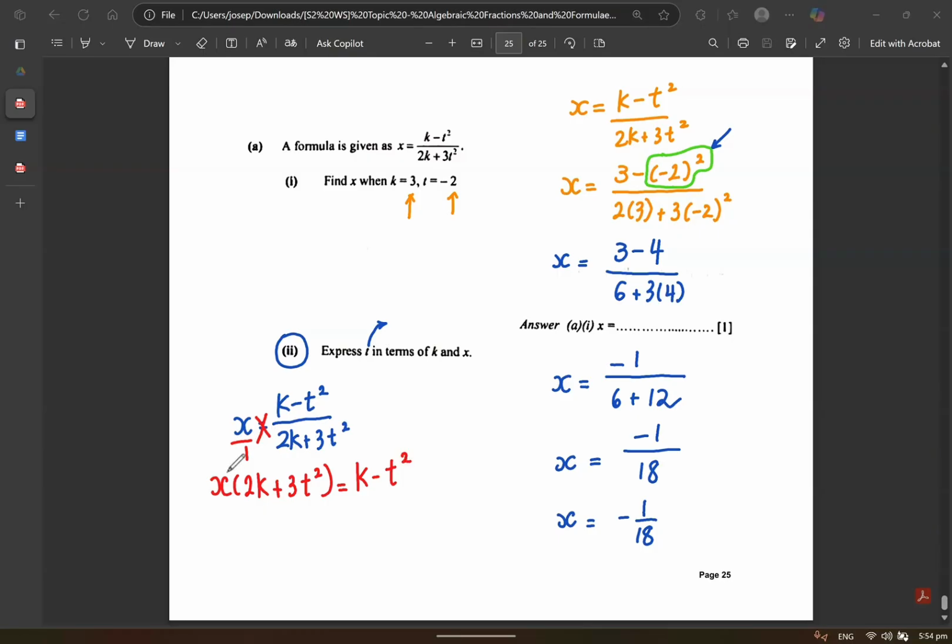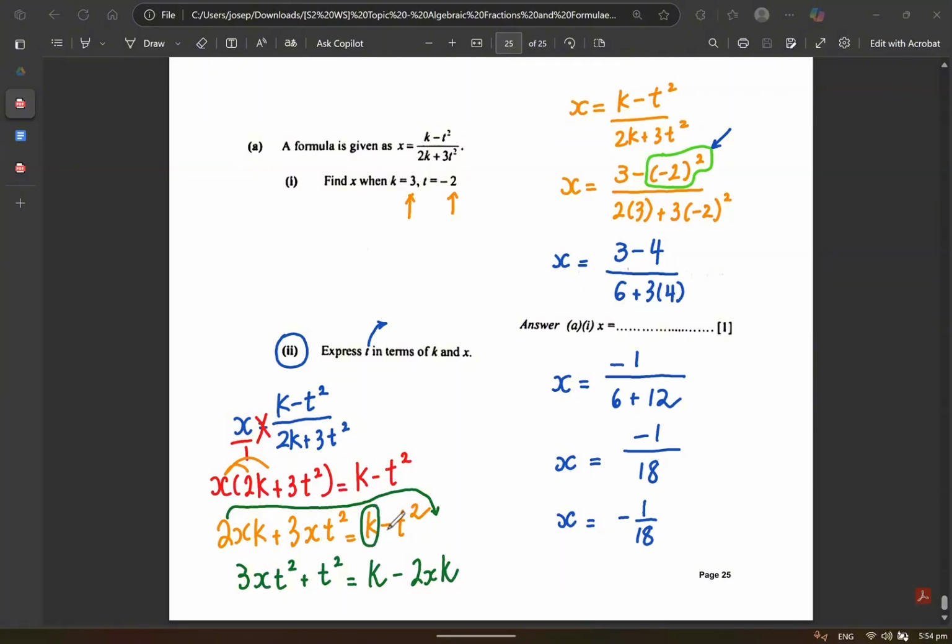What happens is that you want to expand this accordingly. And then after that, you're going to get 2xk plus 3x t squared equals k minus t squared. Then you're going to do some isolation, right? How are you going to isolate? You want the t squared, right? So this becomes k minus 2xk. Make sense? Because you bring this 2xk over. Your k, you never move. Then your minus t squared, you go over, and when you go over, it becomes positive.